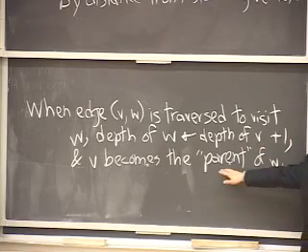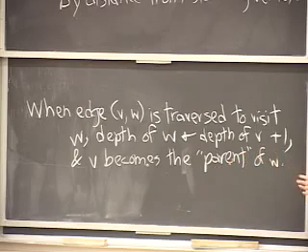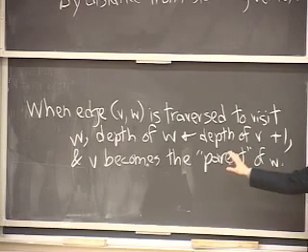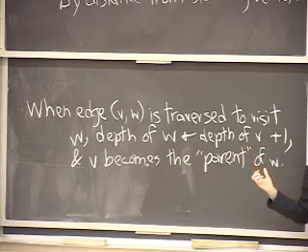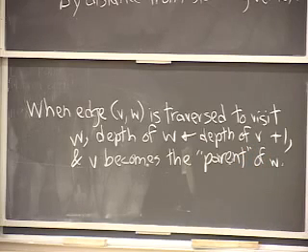Now, by the way, parent is not a graph term. I want you to think of this as there being actually two separate data structures here. There's the original graph, and there's a new tree that I'm building that tells you what the shortest path is from any vertex back to the starting vertex. And that tree is separate from the graph.